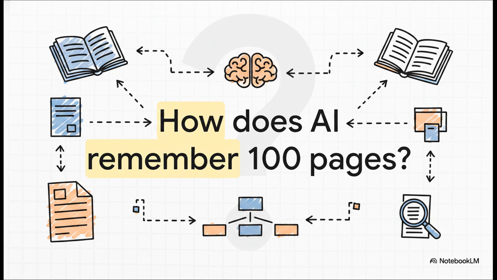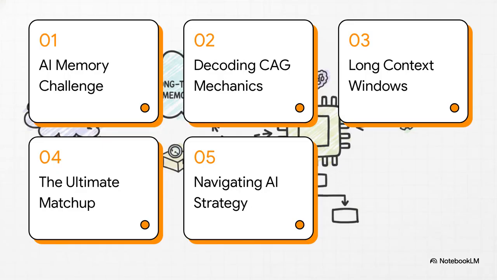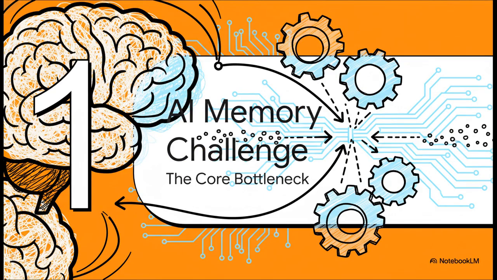Are you feeding it too much information? Is it forgetting the important details? Well, we're going to find out exactly how dynamic recall works. All right, here's our quick roadmap for today's explainer. Section 1, the AI memory challenge. Section 2, decoding CAG mechanics. Section 3, inside long context windows. Section 4, the ultimate matchup. And finally, Section 5, navigating your AI strategy. We're going to impartially break down both contenders so you can see exactly what makes them tick before we compare them. Section 1, the AI memory challenge.